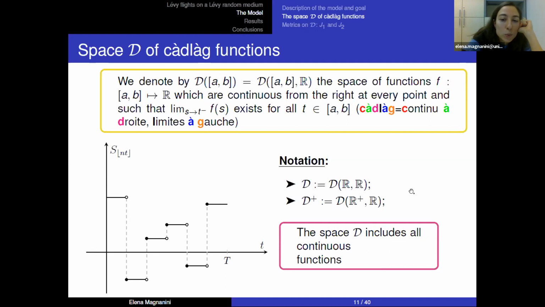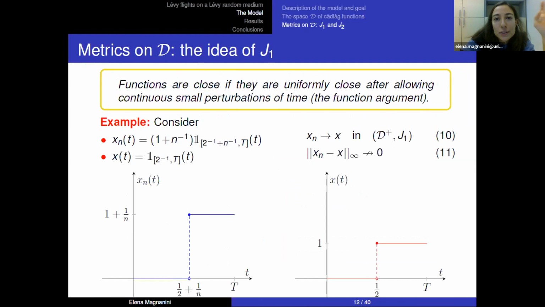So on this space here, it is possible to define the four Skorokhod topologies. In particular, I just want to present you the J1 and J2 metrics, because these are the ones that we use in our results. And all these metrics can be considered as a generalization of the uniform metric. Okay, so I want to start from the idea, let's see the idea of the metric J1. So according to this metric, functions are considered close if they are uniformly close after allowing continuous small perturbation of time. So let's have a look at this example.